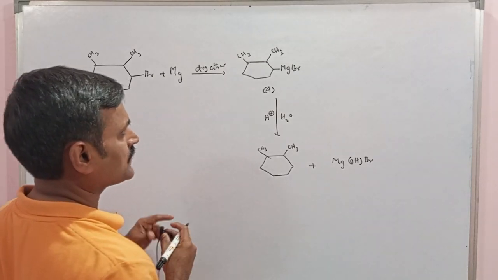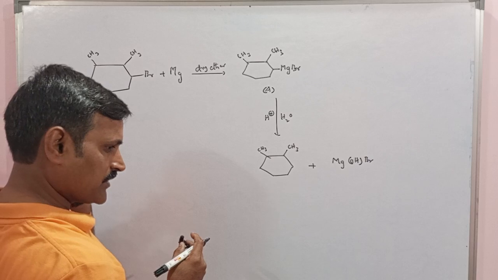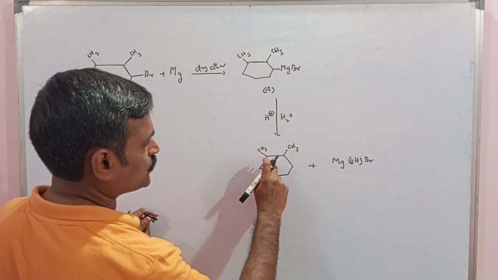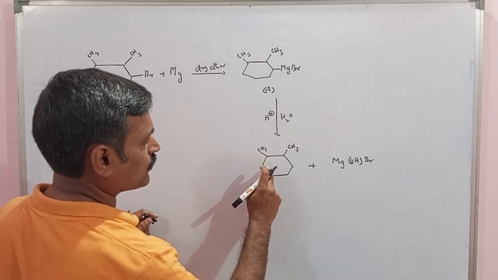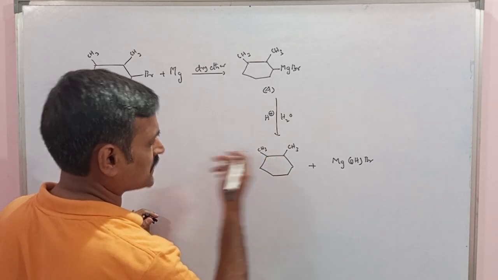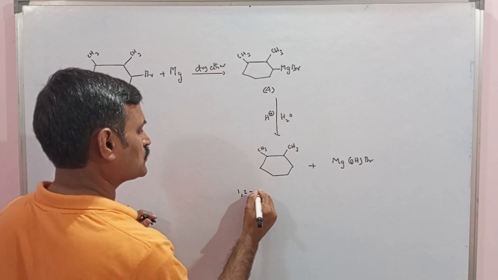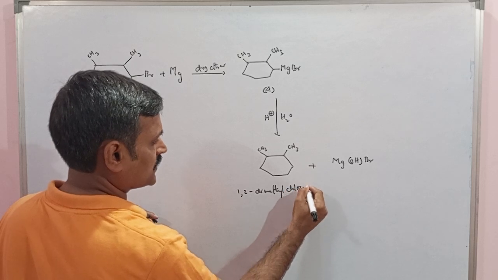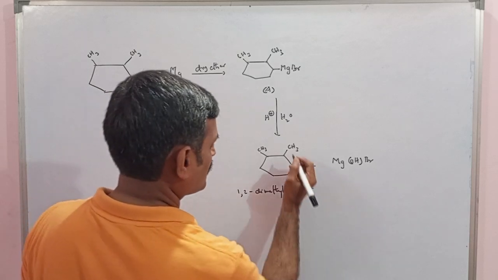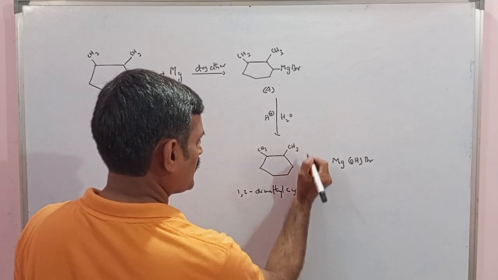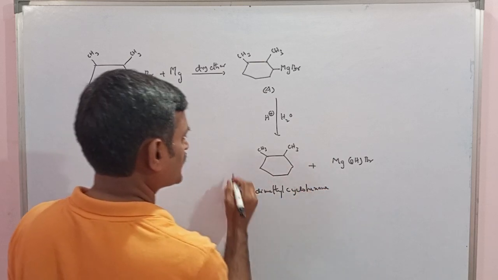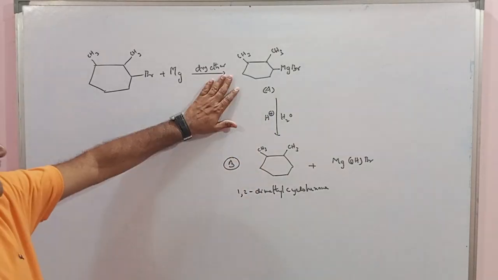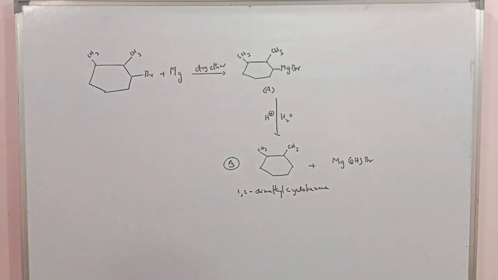MgOHBr is the byproduct in this one. So we have already observed that this is nothing but 1,2 dimethylcyclohexane. This is A, this is B. So A is this one, B is this one for this question.